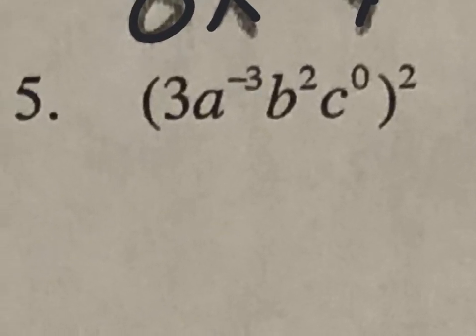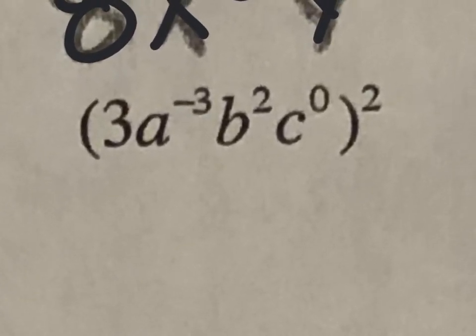Number 5. Here, as I look across, I see that my 3, my coefficient, does not have an exponent, so I'm going to put an exponent of 1 in there. Again, I have all of this in parentheses raised to a power, so I'm going to multiply the 2 on the outside to every exponent I have on the inside.